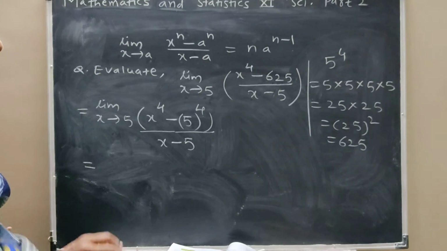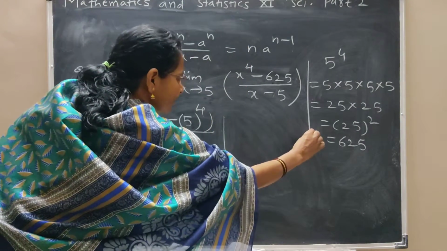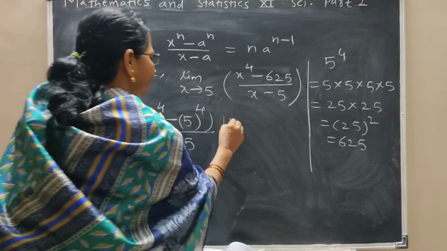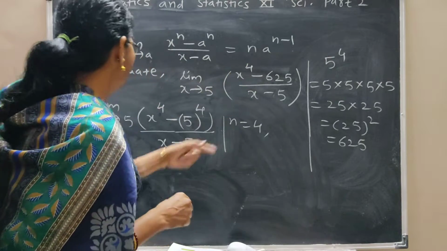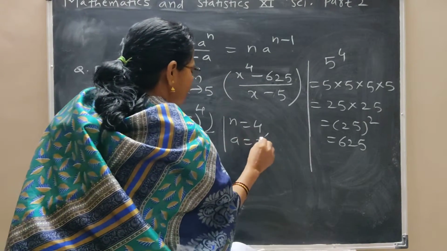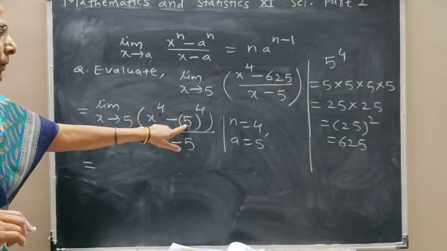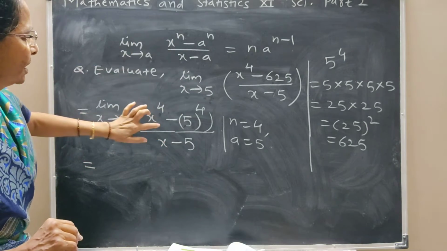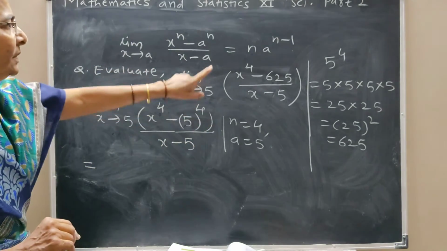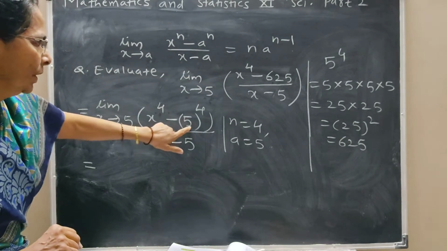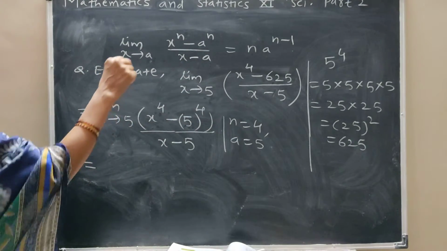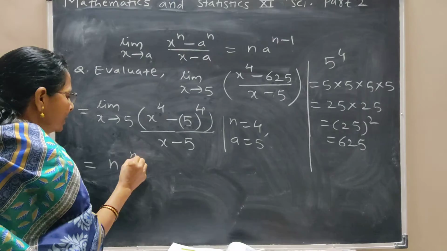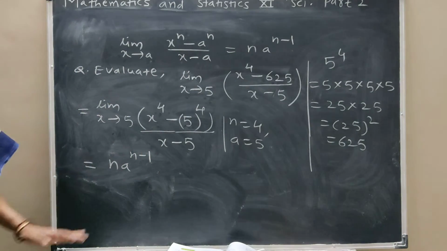Now we use the direct formula by putting values. n is 4 and a is 5. Compare this and these terms: n is 4, a is 5. Therefore, directly put in that formula: the limit is equal to n a raised to n minus 1.